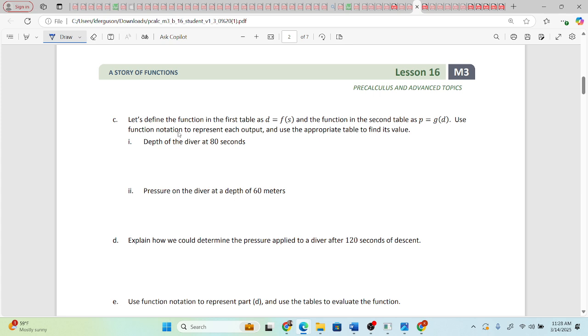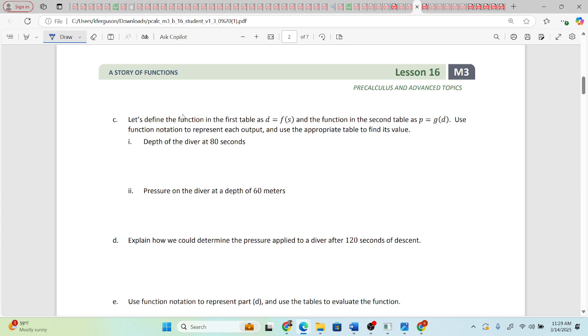All right. So let's define the function in the first table as D equals f of s, which is what we said. And the second function is P equals G of D. Use function notation to represent each output and then use the appropriate table to find its value. So let's talk about it. I want to know the depth of the diver at 80 seconds. That's our first function, right? If I know how long the diver's been going down, I can tell you what the depth is. Does everybody follow what I'm saying?